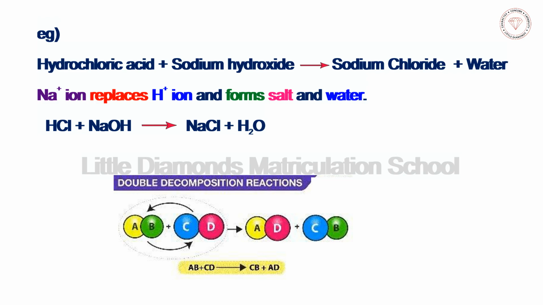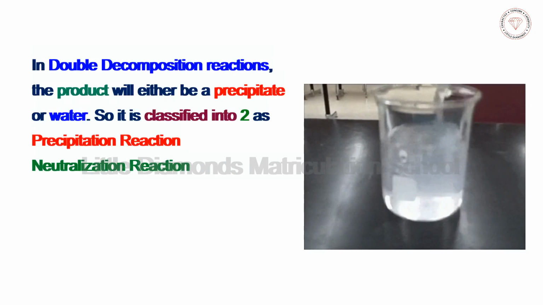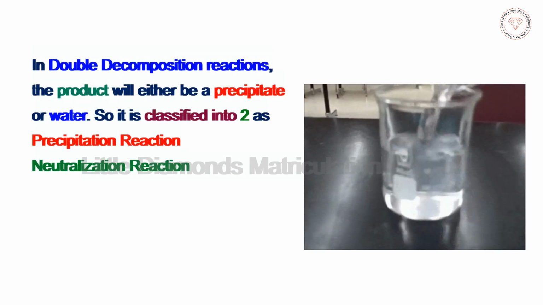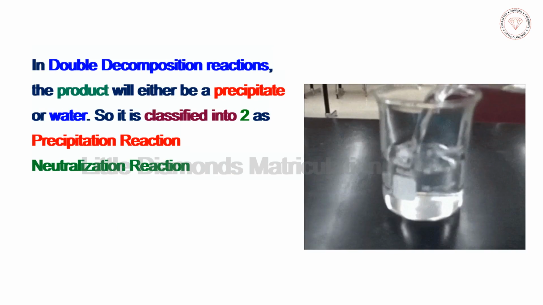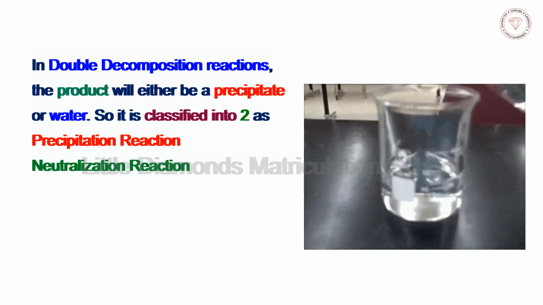Similarly, in the reaction between potassium bromide and silver nitrate, the silver positive ion is replaced by the potassium positive ion and we get potassium nitrate salt and silver bromide precipitate. In a double displacement reaction, the product will either be a precipitate or water. So, it is classified into two as precipitation reaction and neutralization reaction.